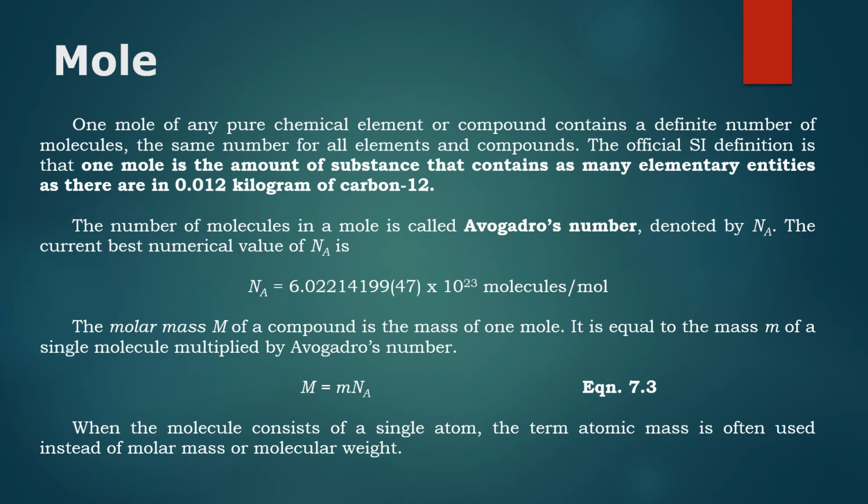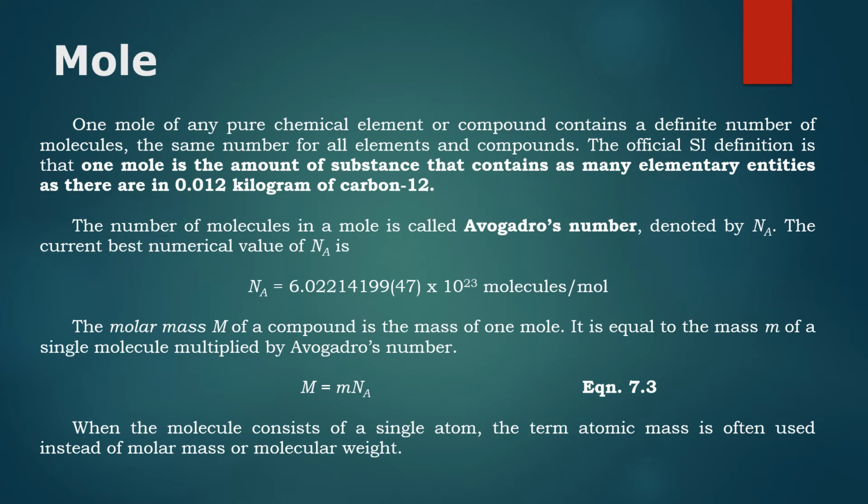Now, at this point, let us discuss what a mole is. One mole of any pure chemical element or compound contains a definite number of molecules, the same number for all elements and compounds. The official SI definition is that one mole is the amount of substance that contains as many elementary entities as there are in 0.012 kg of carbon-12.